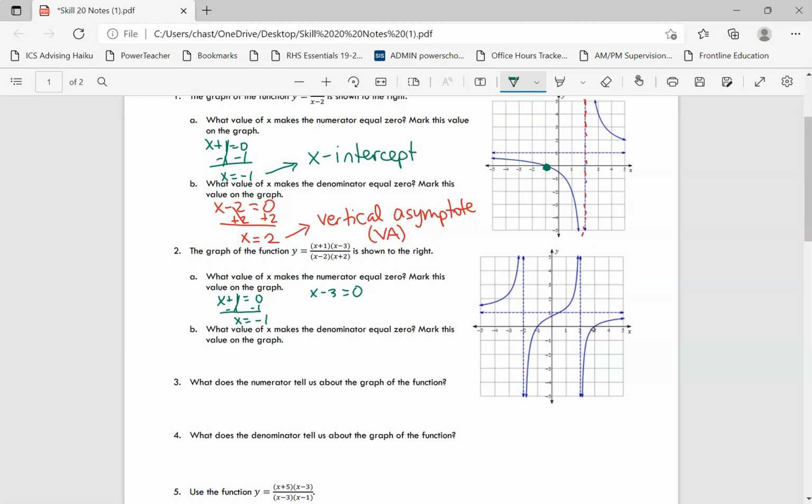So we're going to have x equals negative 1. There's that. And I'm going to add 3 to both sides on this one to get x equals 3. So again, those are x-intercepts.